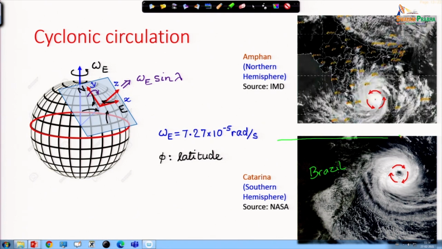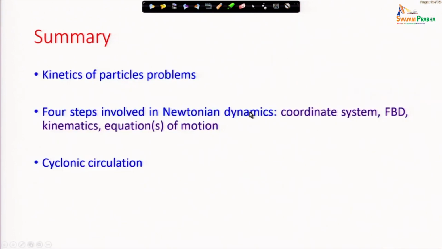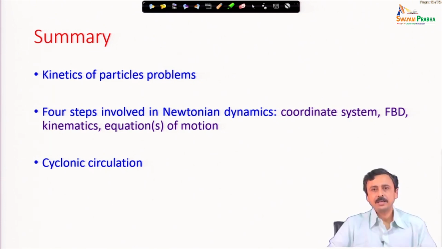Thus, our discussions have led us to this understanding of cyclonic circulation. So, to summarize, we have looked at kinetics of particles and applied Newtonian dynamics to understand cyclonic circulation, and with that I will close this lecture.